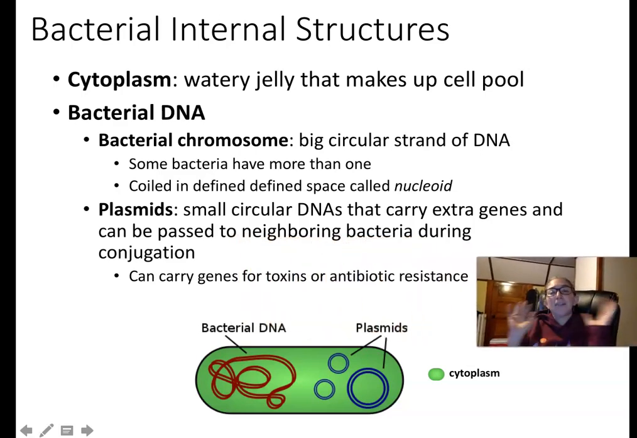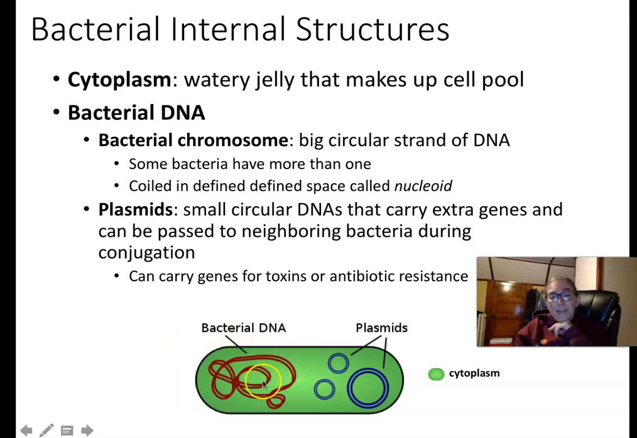All right, so now we've talked about all the external structures. Now for the internal components of a bacterial cell. So cells are full of fluid. That fluid is called the cytoplasm, and it has nutrients and chemicals and stuff dissolved in it.